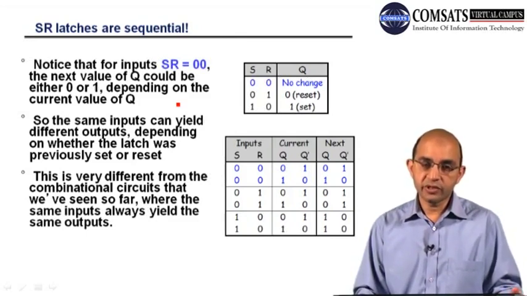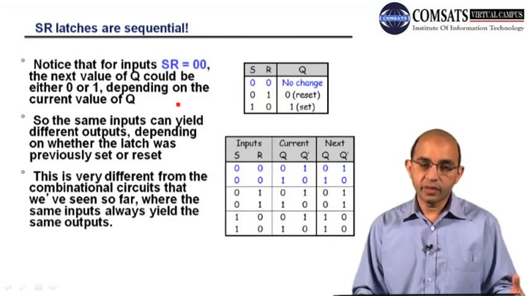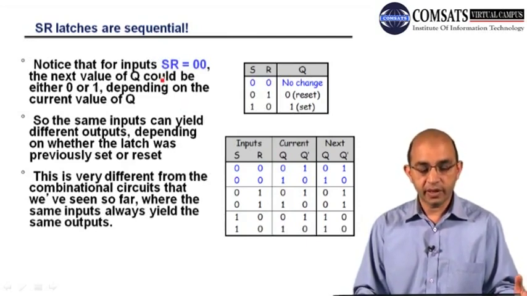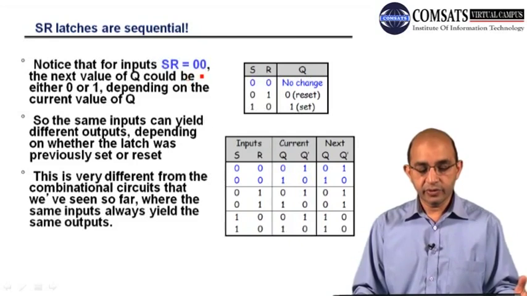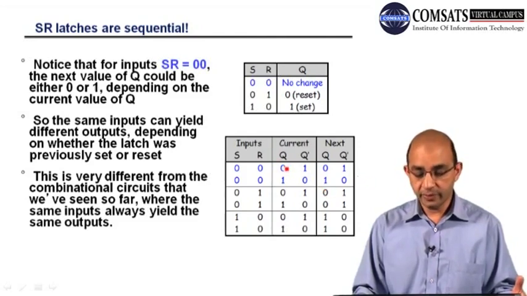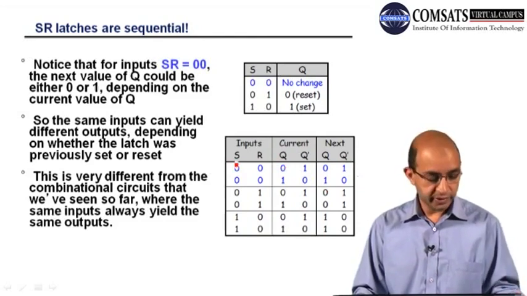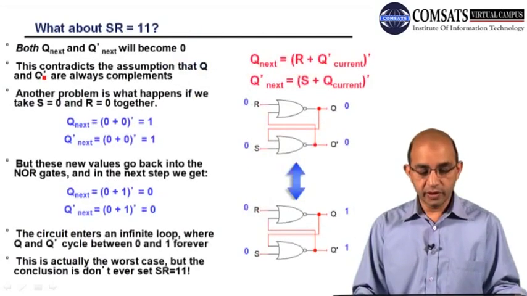Because in combinational logic, if we apply the same input 2 times, 3 times, or maybe more times, we will be getting the same output. But here we don't have the same sort of behavior. If we are applying 0, 0, maybe one time we will be getting 0, 1, or another time we will be getting 1, 0. What is the difference? Depending upon the current state, we will be getting the next state. So this is something different from combinational logic.